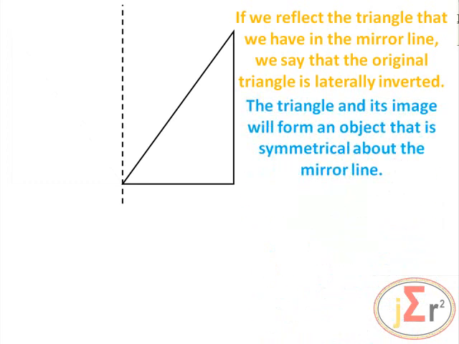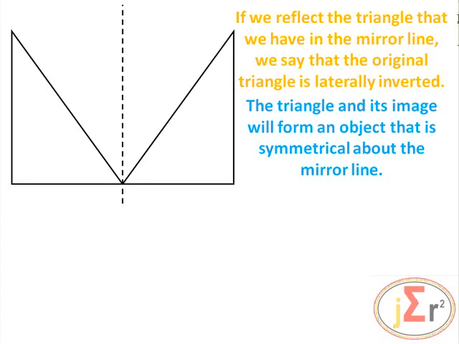Then take a look at the original. Alright. So when we put the two of them together, what will happen? The triangle and its image will form an object that is symmetrical about the mirror line. And that is what happened on the previous slide. The object that we had, we took half of it and we reflected it, and what happens? The entire thing is formed.